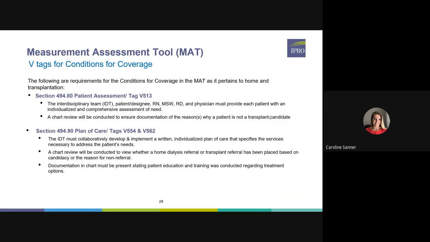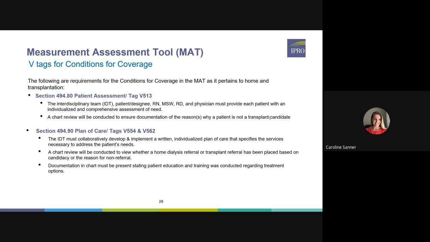So Section 494.80, title is Patient Assessment. The V tag is V513. What it states is the interdisciplinary team, patient designee, RN, social worker, or registered dietitian and physician must provide each patient with an individualized and comprehensive assessment of need. How is that going to be surveyed? It states that a chart review will be conducted to ensure documentation of the reasons why a patient is not a transplant candidate. So as confusing as the Measurement Assessment Tool is, it tells you what the expectation is, what that standard is, and how it's going to be evaluated. And so you as a provider need to know that they are looking for the individualized, comprehensive assessment of need, and it's going to be a chart review to ensure the documentation of why a patient is not a transplant candidate.